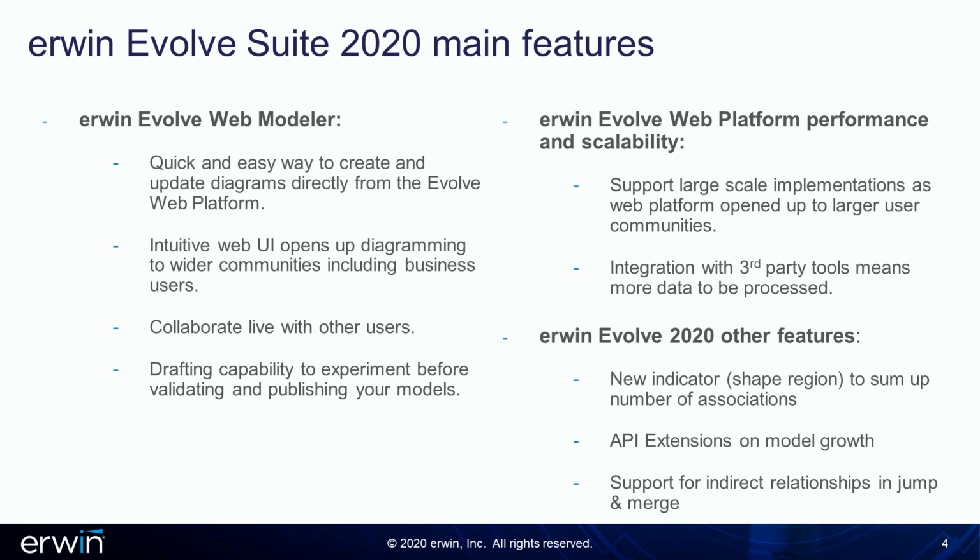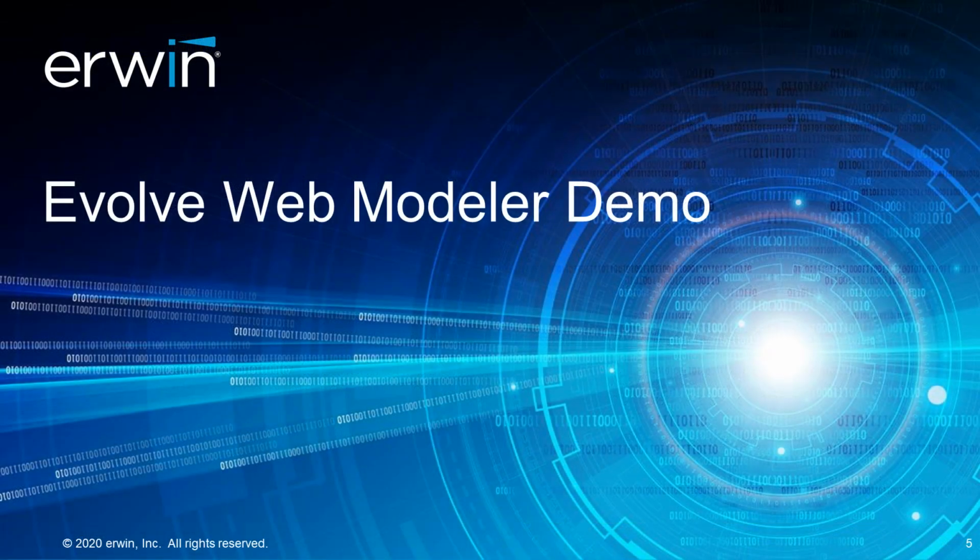In addition to the Erwin Evolve web modeler, the Erwin Evolve web platform has received improvements to its performance and scalability to allow for the support of large-scale implementations and more integrations with third-party tools. Lastly, other features of Erwin Evolve 2020 include a new indicator shape region and API extension on model growth, and support for indirect relationships with jump and merge. We are sure that you will find these new updates to the Erwin Evolve Suite helpful and quite possibly even game-changing. Now we're going to take a look at the new Evolve Web Modeler in a live demo.